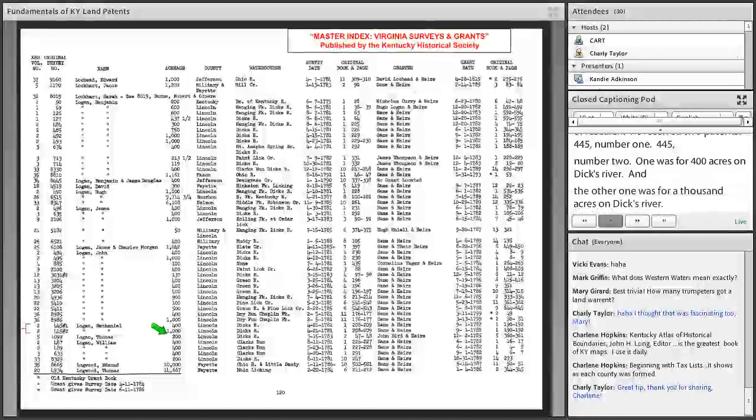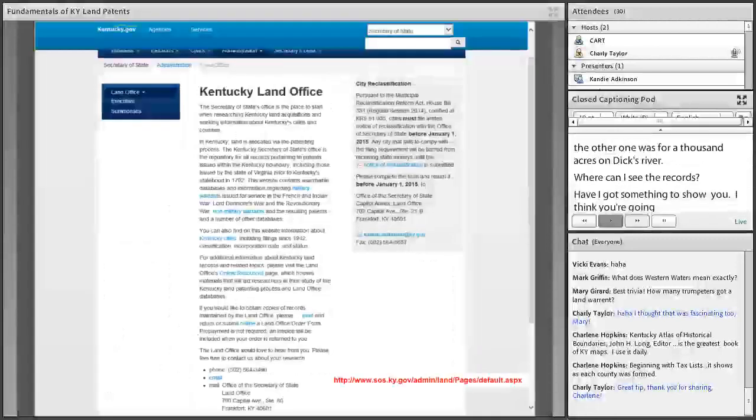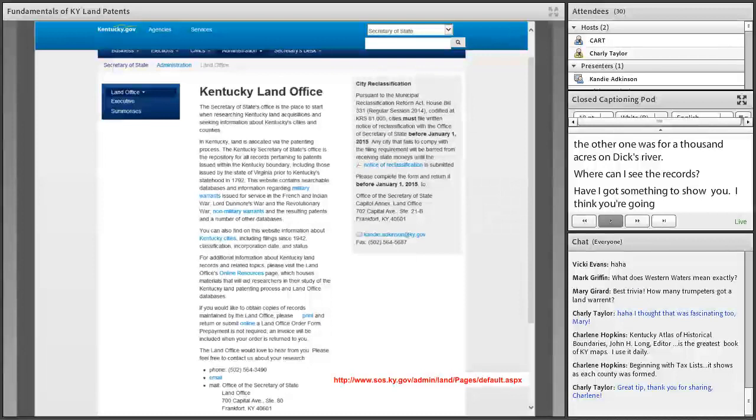Have I got something to show you I think you're going to enjoy? I'm going to open up the Kentucky Land Office website. We have given you the URL here, down at the bottom of the page. But look at the links that are available. You have, first of all, Kentucky cities. You have military warrants, non-military warrants, there's the cities, online resources.